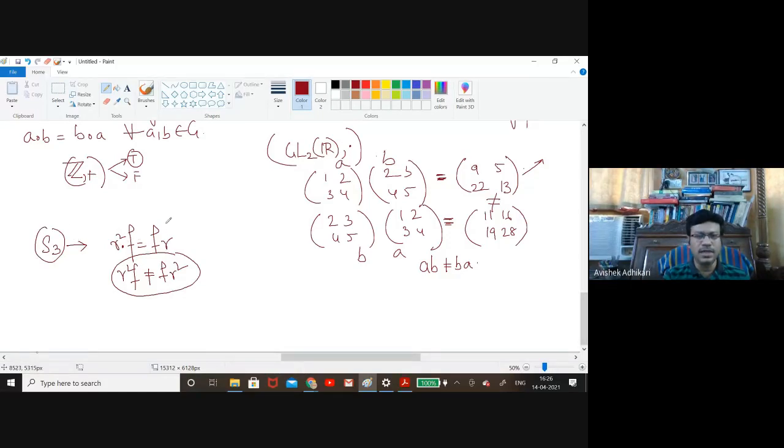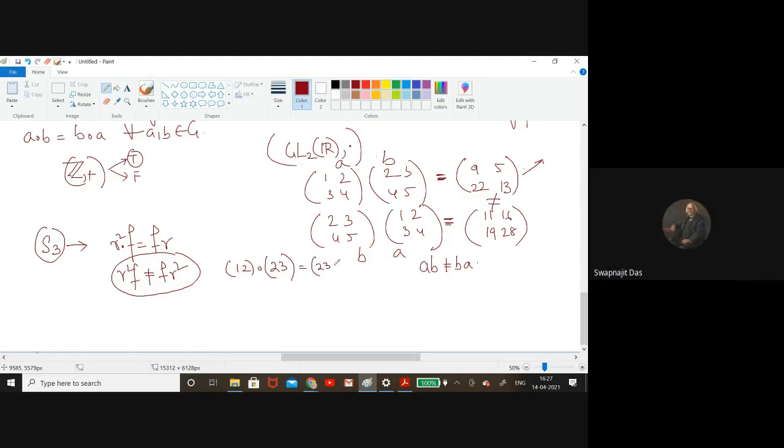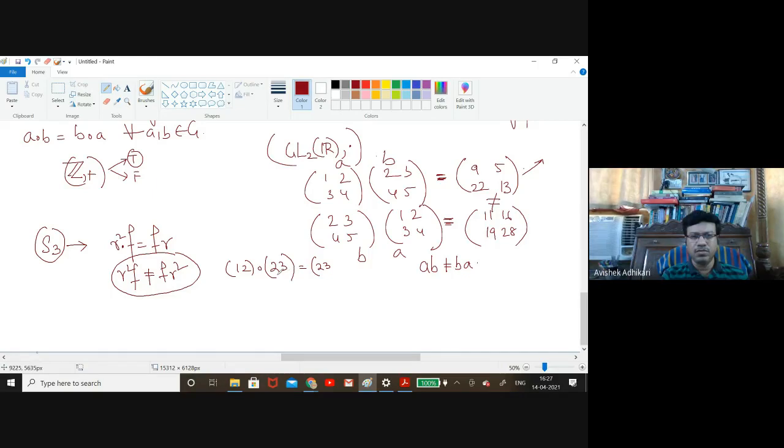So you can say that S3 is non-commutative, right? You can take a permutation product and check, say (1 2) composition (2 3). What is this value? Quickly tell me. 1, 2, 3, and then 3 goes to 2, 2 goes to 1. And what is the value of (2 3) composition (1 2)? What is this value?